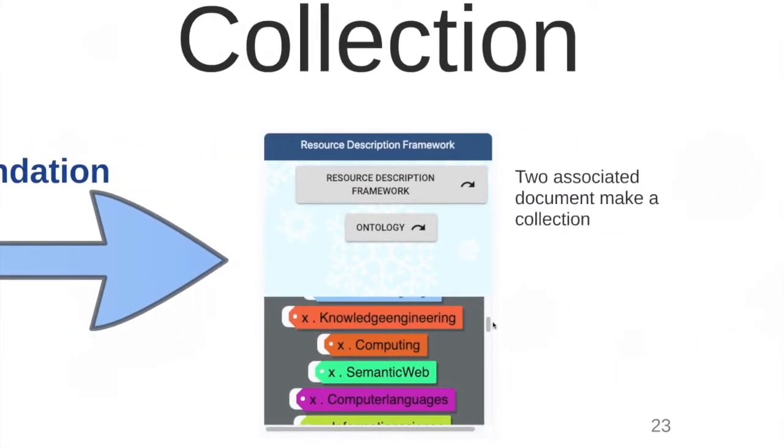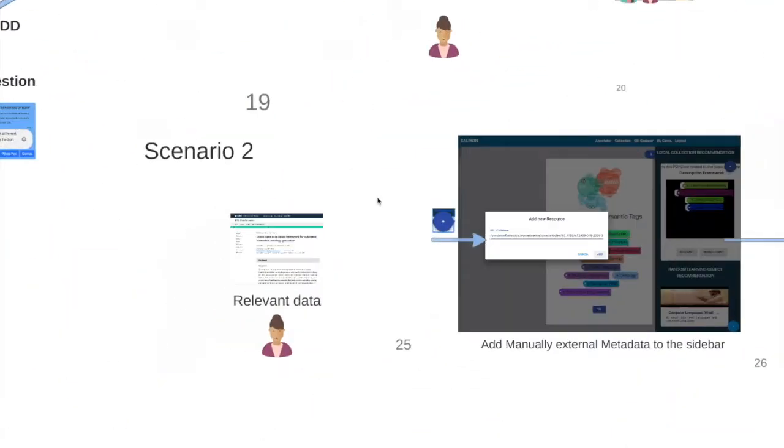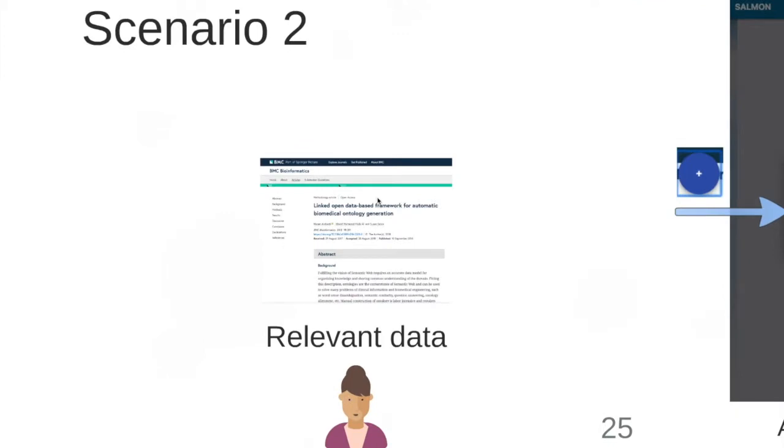So after that, the system also automatically categorizes documents into different collections. These 2 documents are associated with each other. We have, for example, ontology added by Sara, and resource description framework added by Frank, other students from other institutes, from other universities all around the world. They can add their documents to Salmon.